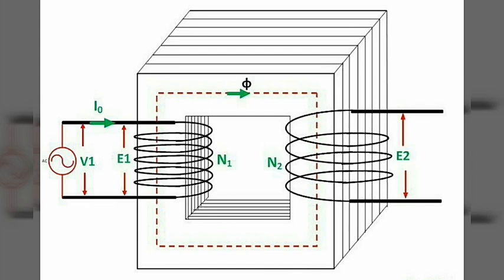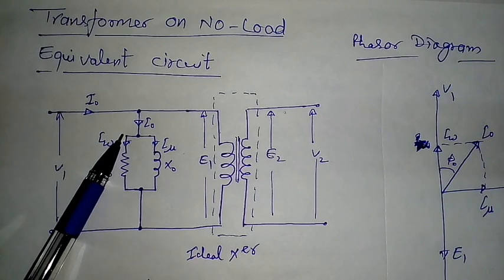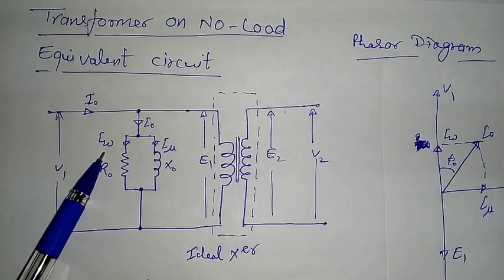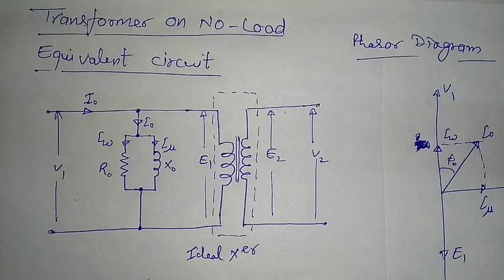of the transformer. The excitation current I0 is made up of two components, that is I mu and IW. I mu is called the magnetizing component. It magnetizes the core. In other words, it sets up a flux in the core, and therefore I mu is in phase with flux phi m. The current I mu is also called reactive or wattless component of no load current.